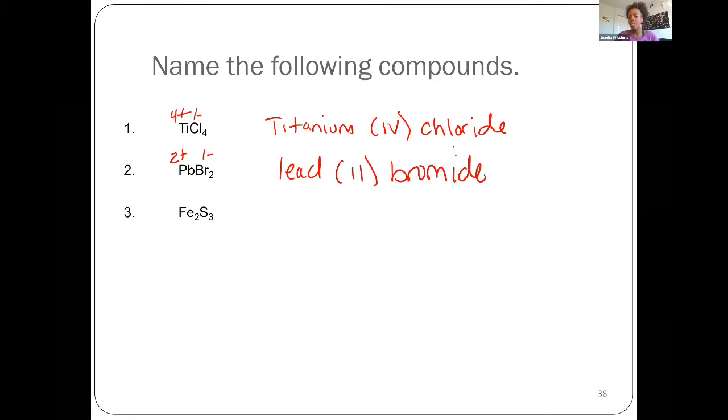And then last but not least, we have Fe2S3. Sulfur is in group 6, so that would be 2-. We see that 2 is there, so that means I can crisscross back. So this would become 3+. And so we would write this as iron(III) sulfide.